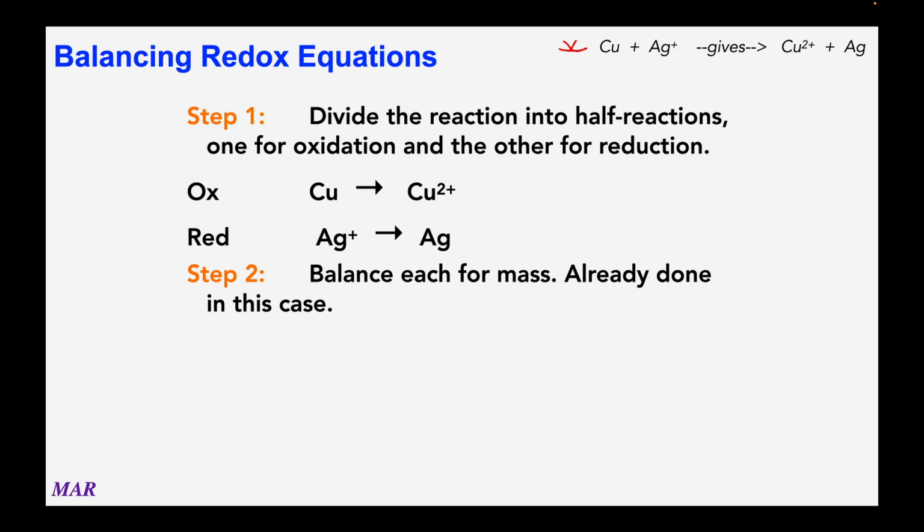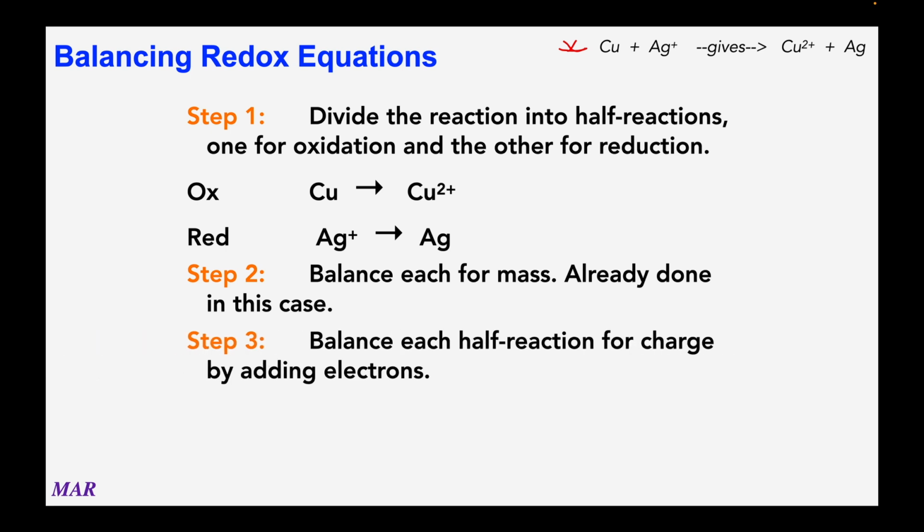So you want to make sure that the atoms of copper are the same on both sides and the atoms of silver are the same on both sides, and they are. This one's so simple you don't have to do anything. But sometimes it won't be that simple and you have to balance it. We'll talk about that more later too. But anyway, this is balanced for mass.